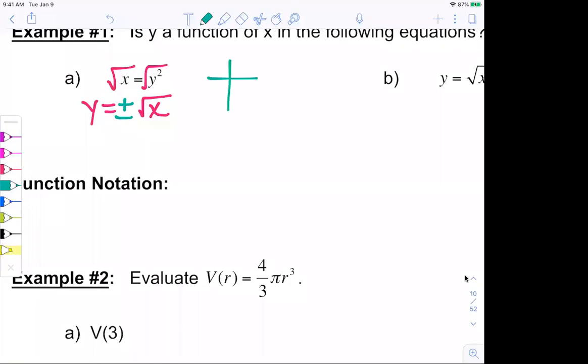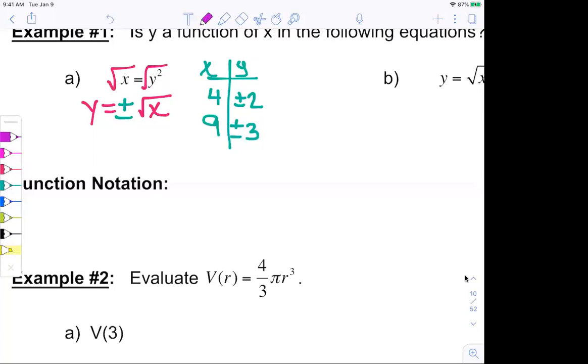So that means, just to get you to think a little bit, if I plug in, we'll say, a 4 for x, or a 9 for x. Jeremy, what would my output value be if I plugged a 4 in for x? Plus 2 or minus 2. And if I plugged a 9 in, I would have? Plus 3 or minus 3. So is y equals plus or minus square root of x a function, Jeremy? No, it's not a function.